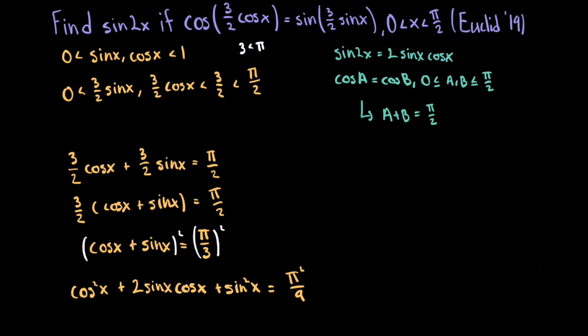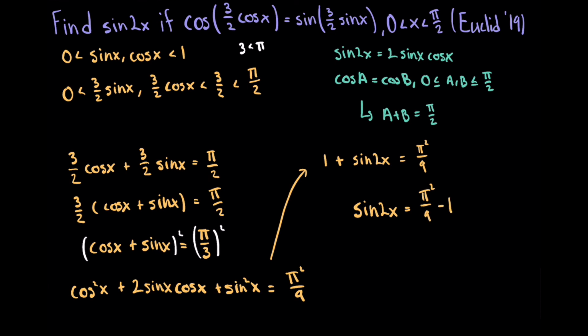Moving on, we have 1 plus 2 sine x cosine x, which is just sine of 2x as discussed, and that's equal to pi squared over 9. And just by rearranging, we get sine of 2x is equal to pi squared over 9 minus 1, the final answer.